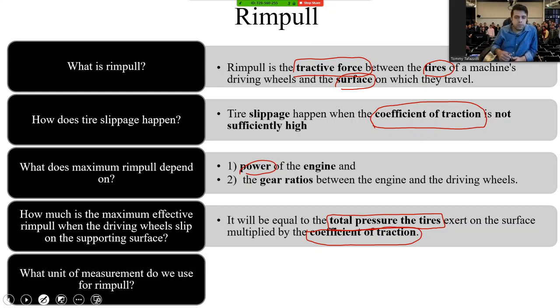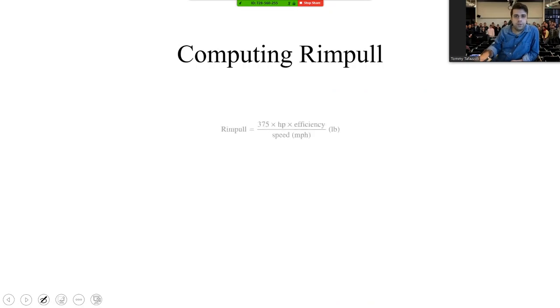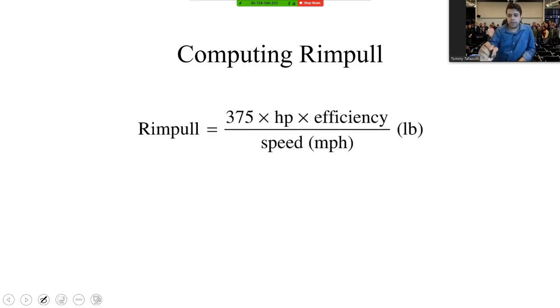What unit of measurement do we use for rim pull? We use pounds, okay? So pound is the unit of measurement we use for measuring the rim pull force. Okay, now, how to compute it? Rim pull, like I said, is directly related to the power of the engine, okay? The power of the engine is measured with horsepower, right? So the more powerful your machine is, the more rim pull force it can create.